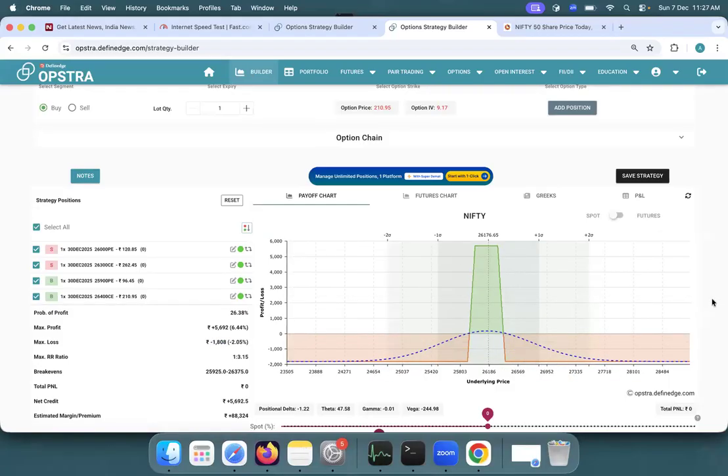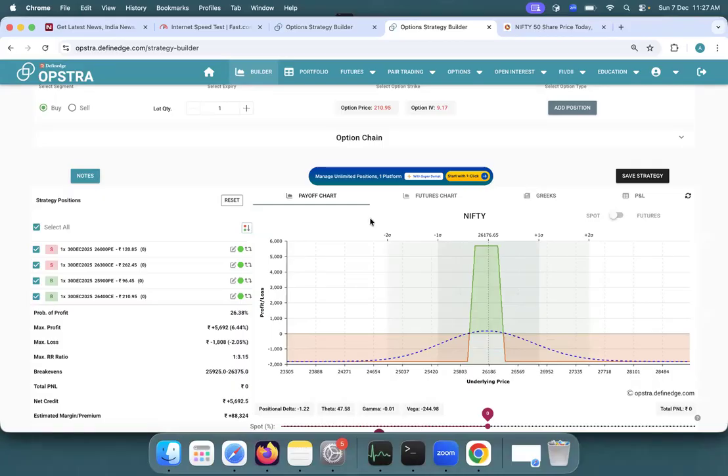So what type of strategy is this? This is a non-directional strategy, but a risk-defined strategy. Why is this risk defined? Because you are selling or buying an equal number of lots. Whenever you're selling or buying an equal number of lots, your risk will always be defined. So this is an example of a non-directional risk defined strategy, popularly called an iron condor.